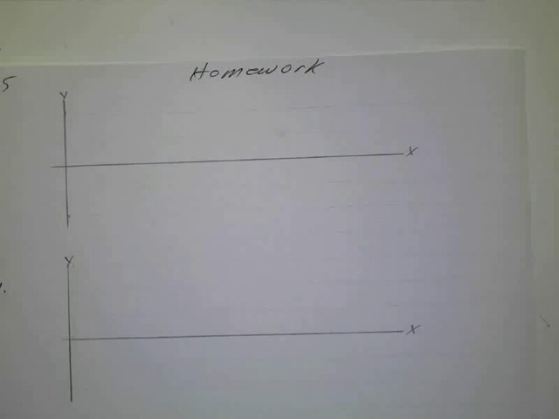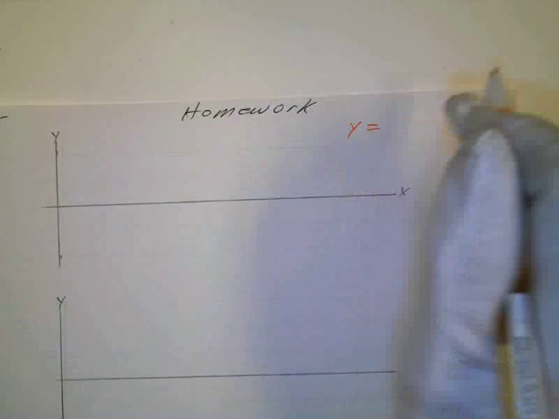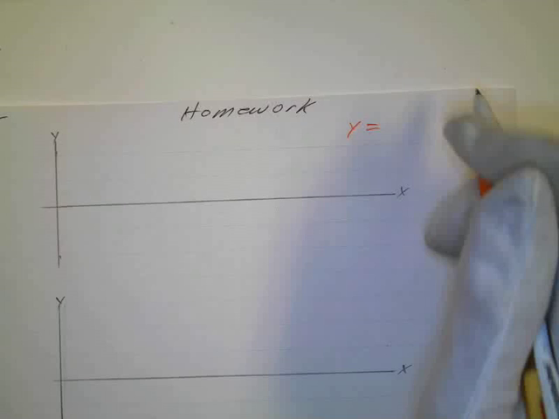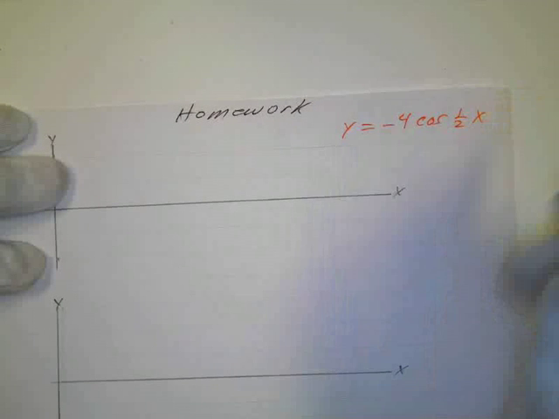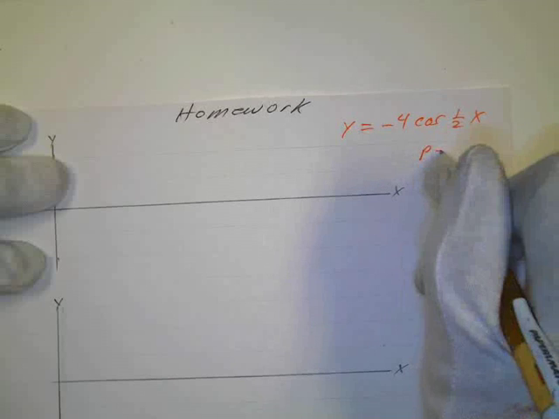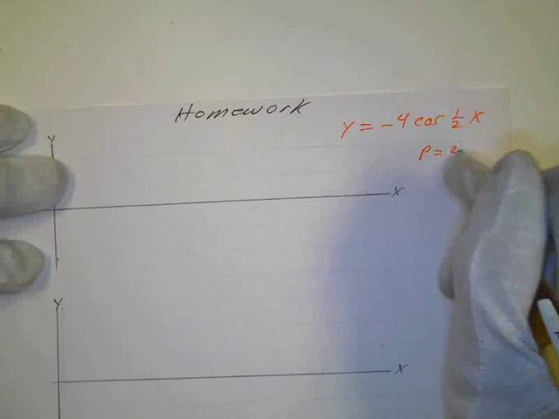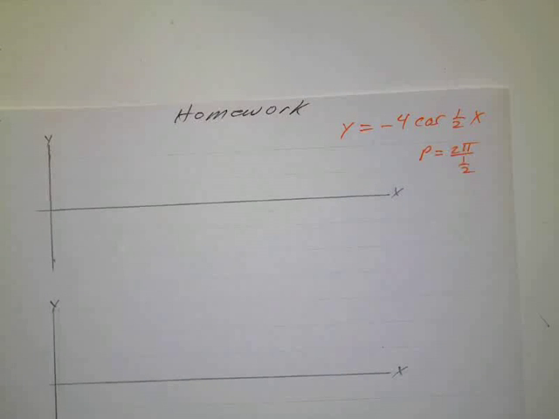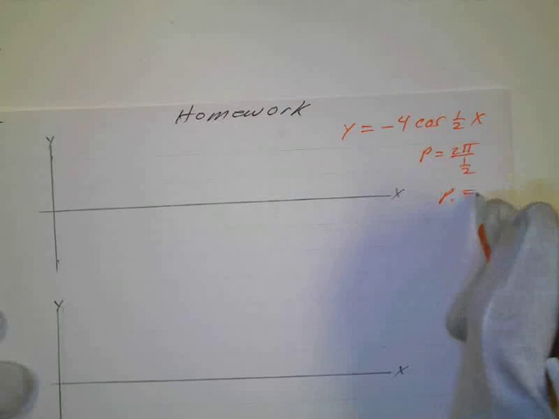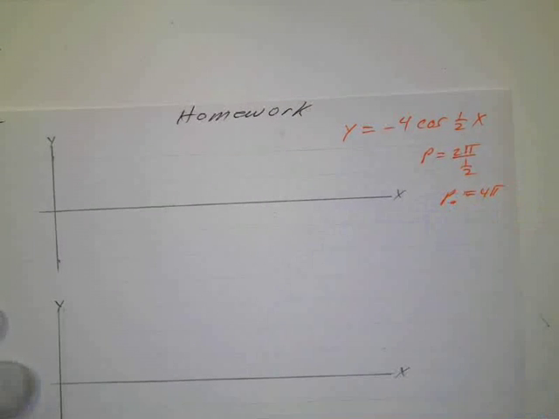Okay. Number 39. This is going to be y equals -4 cosine of 1/2 x. So my period equals 2 pi divided by 1/2, all right? Or 2 pi times 2, if I invert and multiply, so that's 4 pi. So period equals 4 pi.